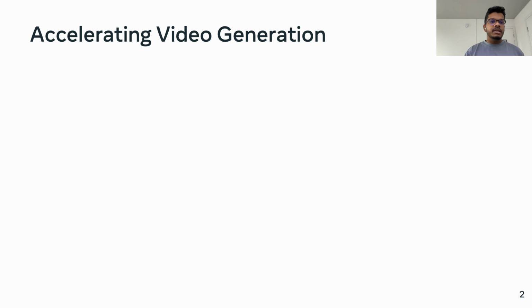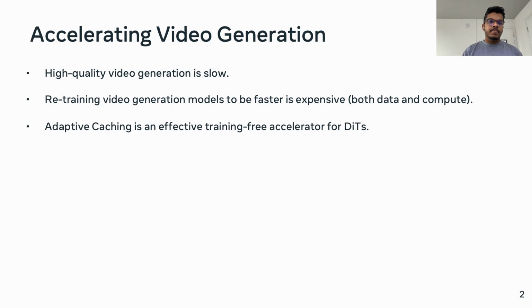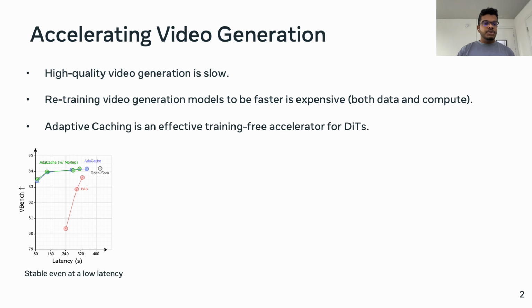In this work, we look into accelerating video generation because high quality video generation is slow. And retraining these video generation models, for instance, with distillation to make them faster is also expensive, both in terms of data and computations. As an alternative, here we introduce adaptive caching, an effective training-free accelerator for DiTs. We show that adaptive caching is stable even at lower latencies.